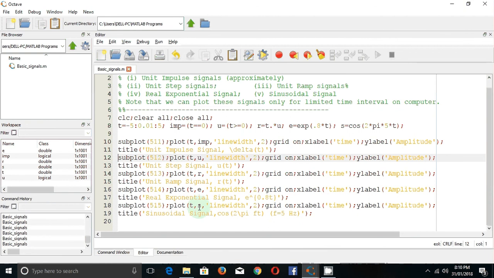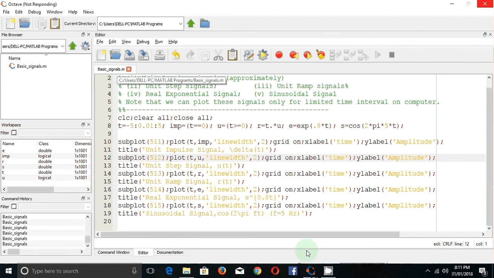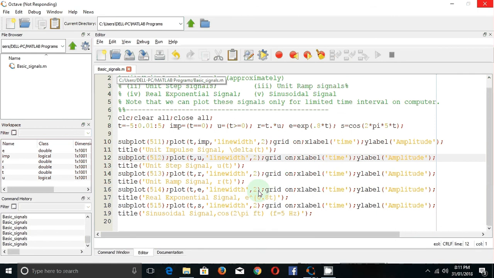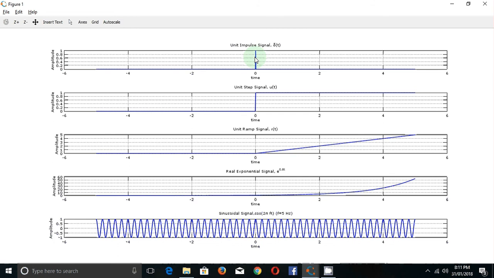I have already saved this program with the name basic signals. When you want to run it, you can run it by clicking here. When we run it, we get an output like this. Yes, so this is the output of the given program.